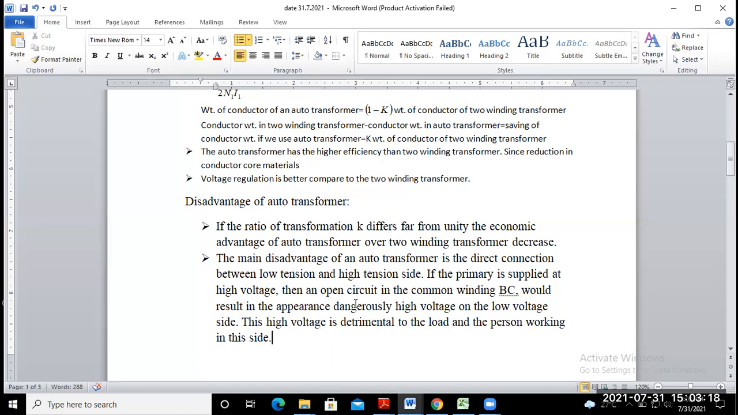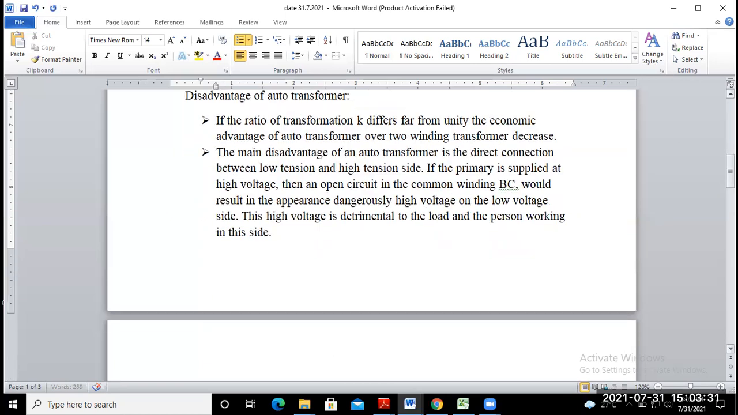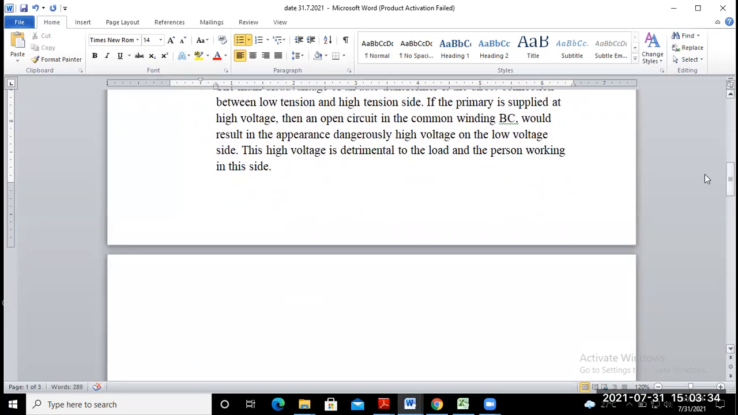The next point is that the short circuit current in an auto transformer is higher in comparison to the two winding transformer. Okay, so this is your third disadvantage. The short circuit current in an auto transformer is higher than in a two winding transformer.